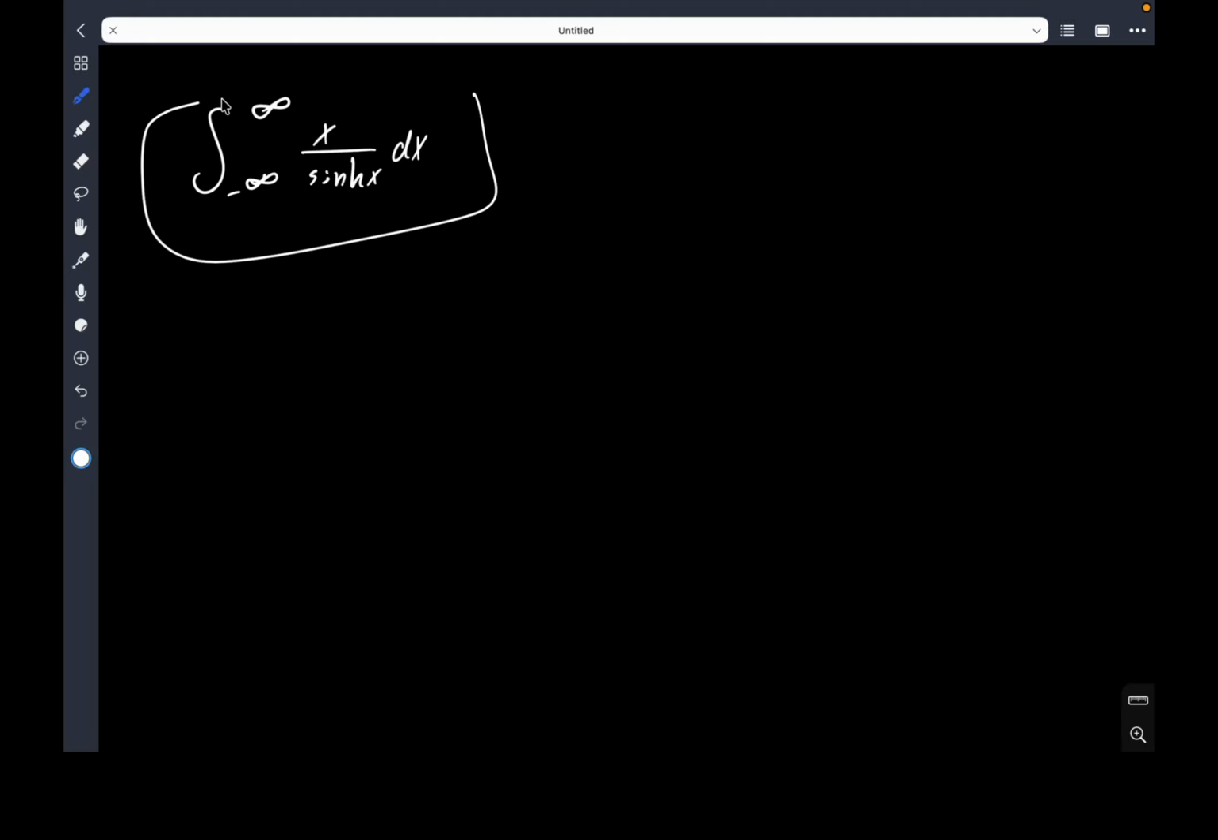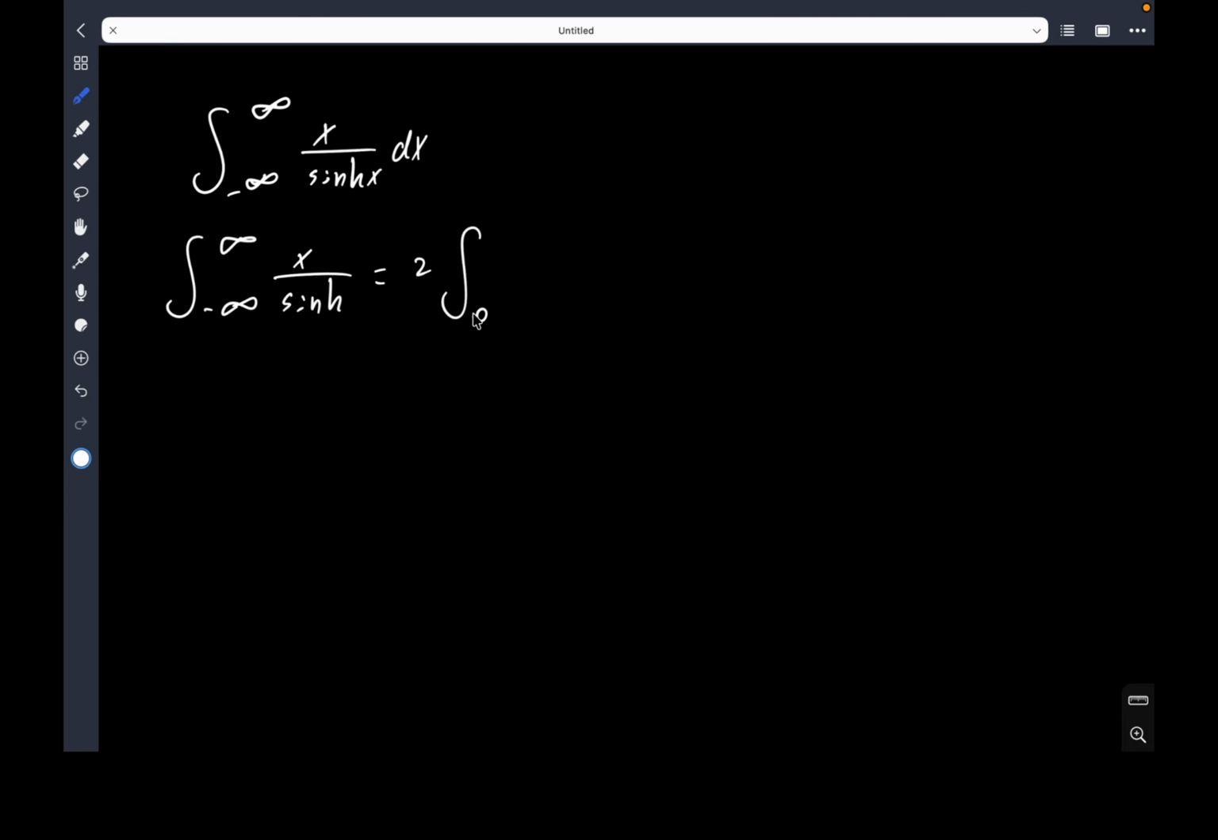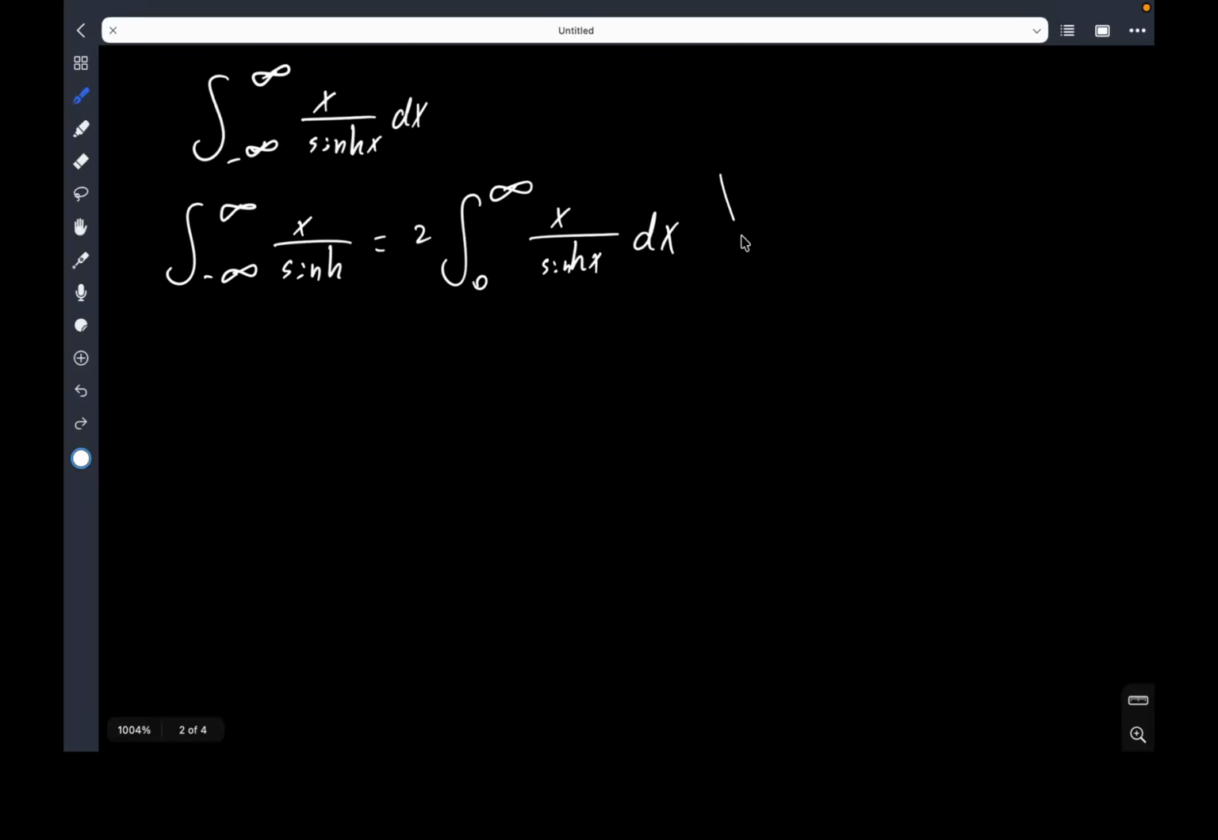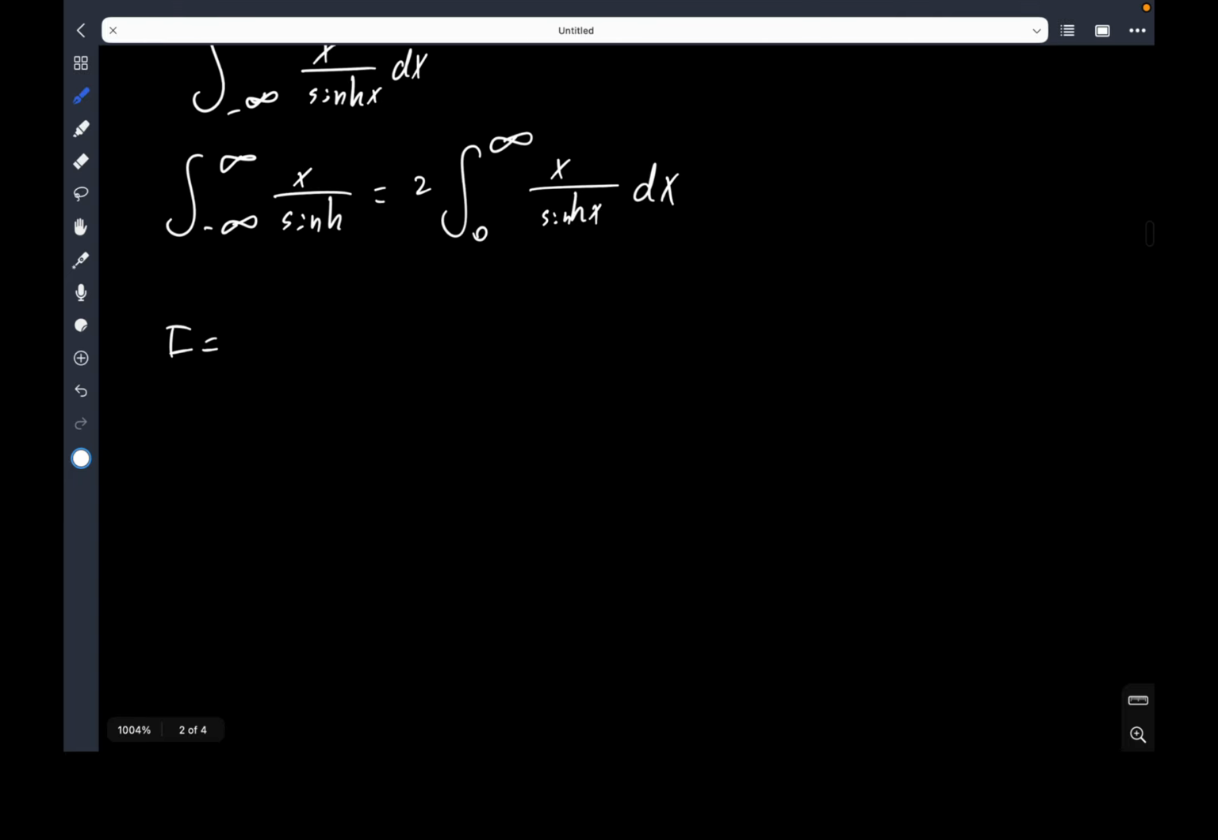Today in this video I have an interesting integral for you. That is the integral from negative infinity to infinity of x over sinh of x. We can write this integral as 2 times the integral from 0 to infinity of x over sinh of x, since x over sinh of x is an even function. So I'm going to define my I to be the integral from 0 to infinity of x over sinh of x dx.